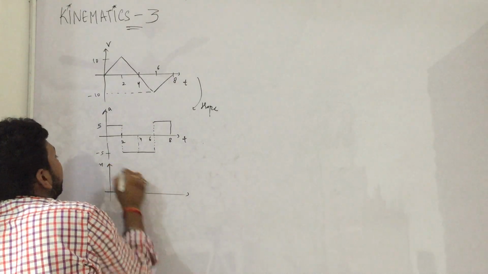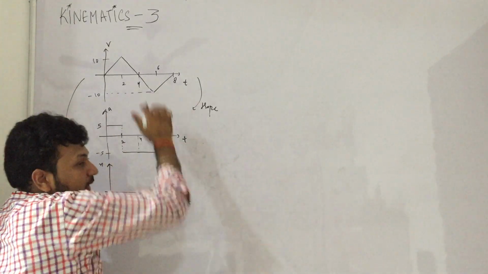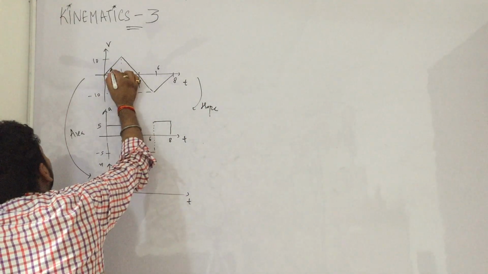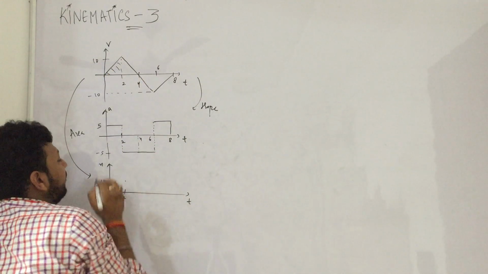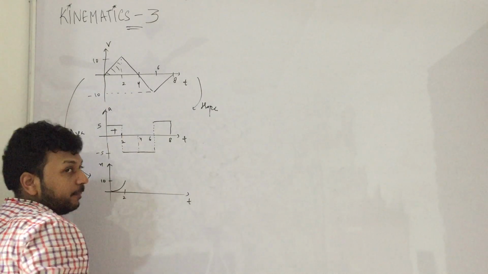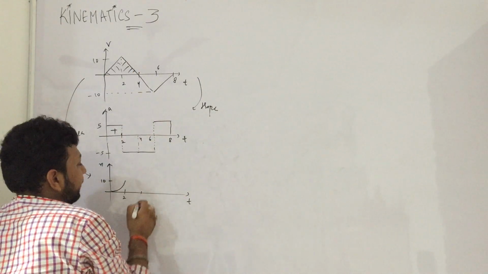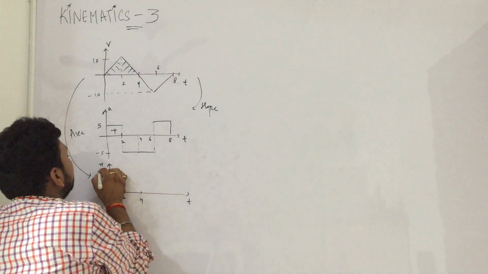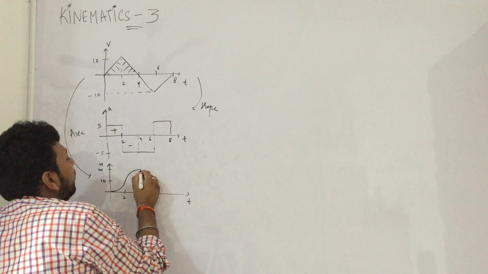And what is the XT graph? Area. Slope of XT is VT. That means VT's area is XT. So half into base into height. How much is it? 10. In 2 seconds I have to reach here. Acceleration is positive, that means upward parabola. In the next 2 seconds, half into base into height, again 10, because I moved further only. So at 4, my position is 20. I have to reach here. Acceleration is negative, means downward parabola.